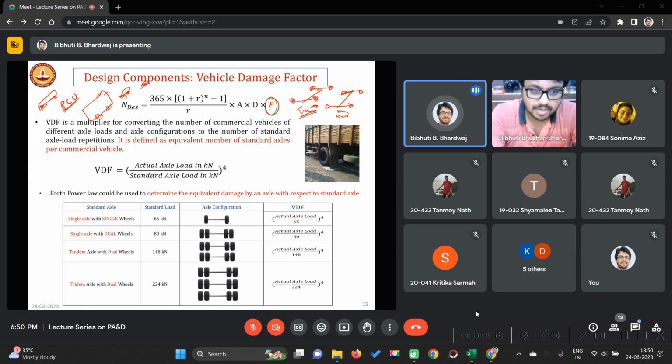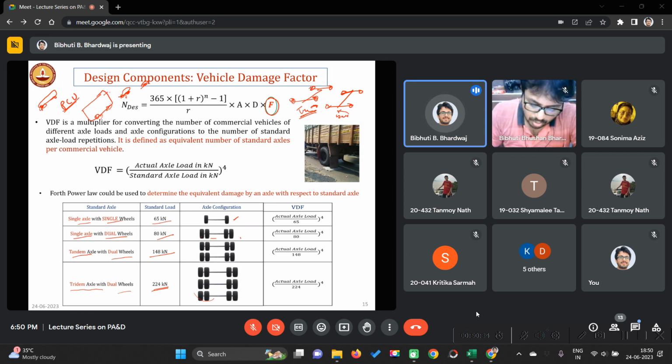While converting, the IRC has suggested some standard loads. If it is single axle single wheels, like this, then the standard load is 65. Single axle dual wheels, like this, the standard load is 80. Tandem axle dual wheel is 148. If it is tridem axle dual wheels, like this system, then 224.